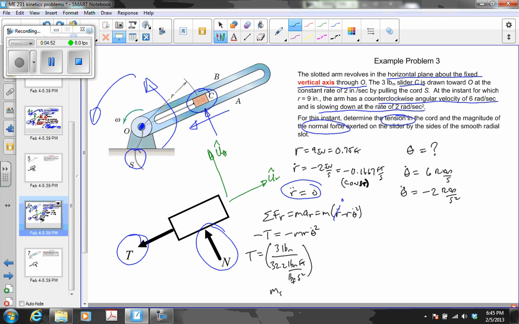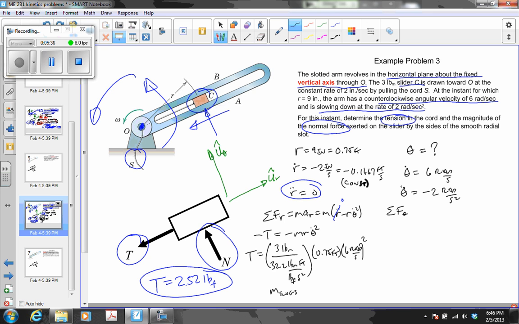So again, that's just my mass in slugs times r, 0.75 feet, times theta dot squared, 6 radians per second, squared, and we're through with the tension. Let me write the answer over here just so I have a little more room. So 2.52 pounds force would cause that block to move inward at 2 inches per second. So there's T.